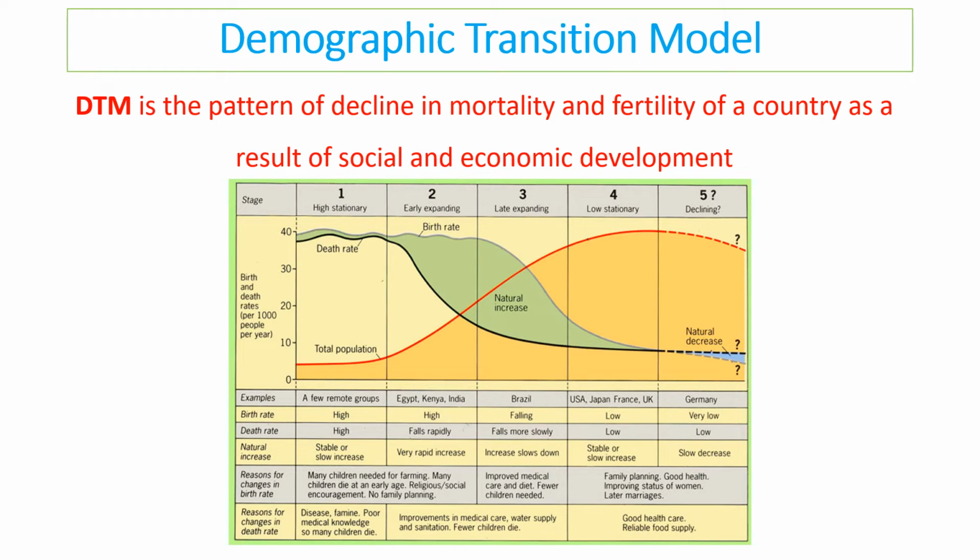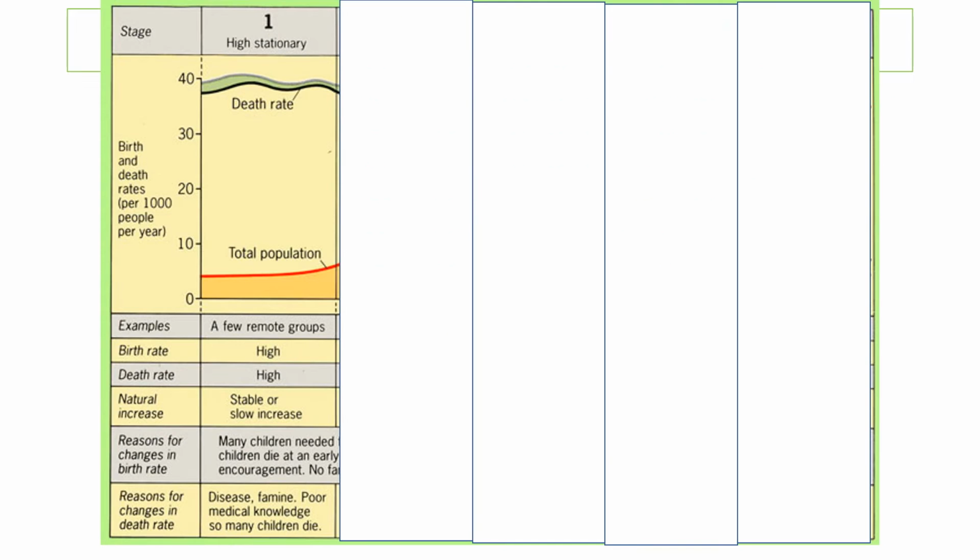So what generally happens is we see something called a demographic transition model, and this is the pattern of decline in mortality and fertility of a country as a result of social and economic development. If we look at it from each stage, stage number 1 is a country in a very early position, so let's say it's currently a third world country, and we watch how that changes to become an economic powerhouse in the future. At first you have a stationary population, because you have a relatively high death rate and a high birth rate. The death rate's in black, the birth rate's in green here, and therefore your population generally stays stable.